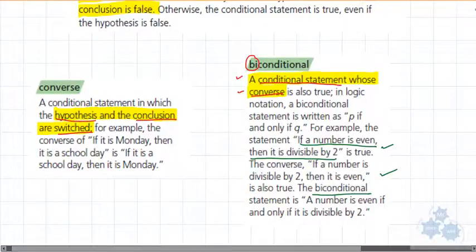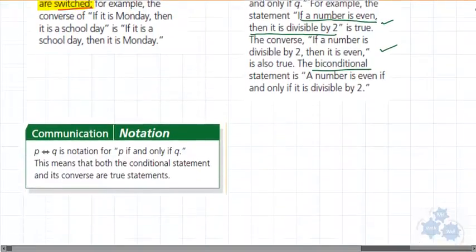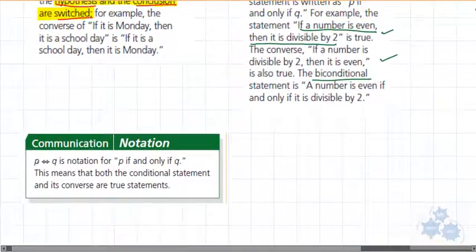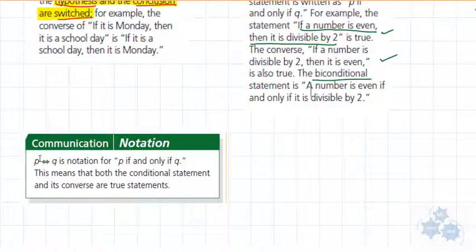How do we write biconditional statements? What's the notation? Here's the notation. We have P, so P is our hypothesis, and then we have a double arrow. Those of you that were in chemistry with me, you know what a double arrow means, right? You've seen that before. In chemistry, what does a double arrow mean? Reversible reaction. Very good. So if P then Q is true, but also if Q then P. See, it goes back and forth.